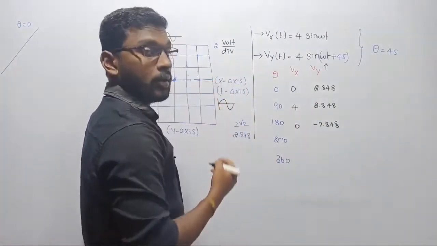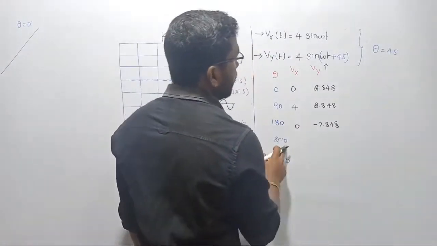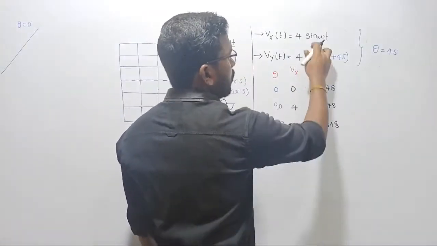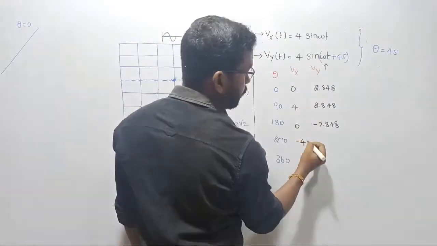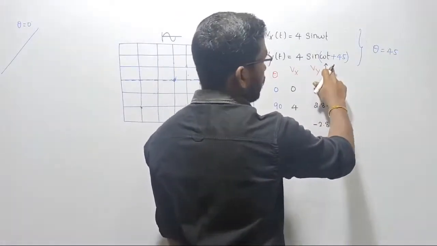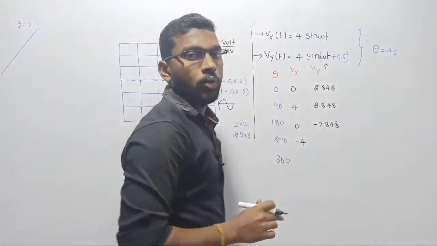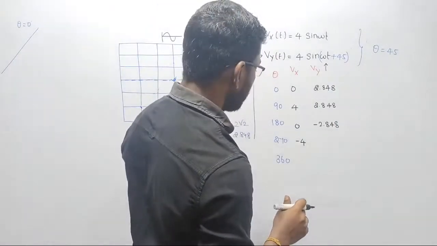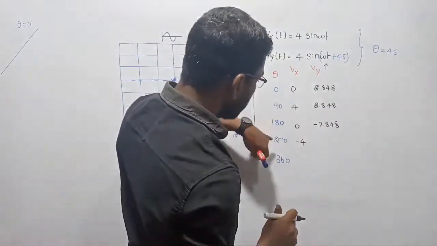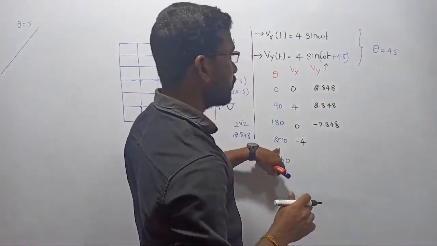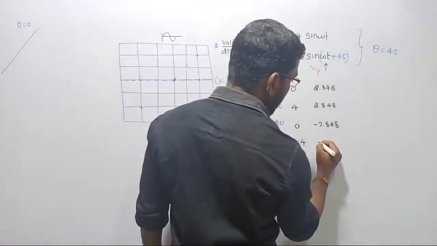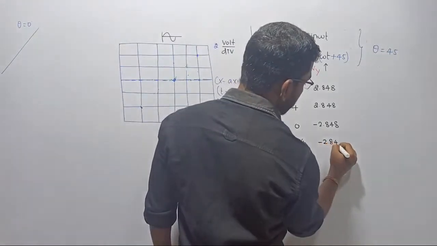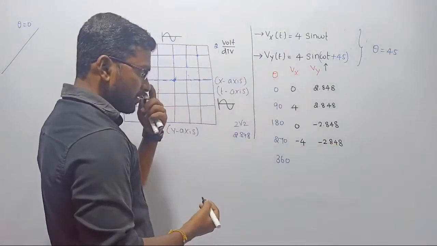Are you getting me? Right, so let us continue. Next to 270. At 270, sin 270 is minus 1. Minus 1 into 4 will become minus 4. What about this one? Sin 180 plus 45, that becomes 225, right? Am I correct? So first, wait a minute. I place 180 here. Now it is 270, right? 315. 315 also will give you minus 2.848 only. I hope I am correct. You please cross check, right?